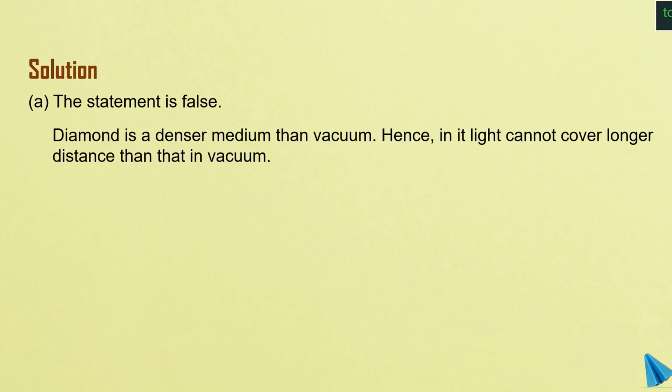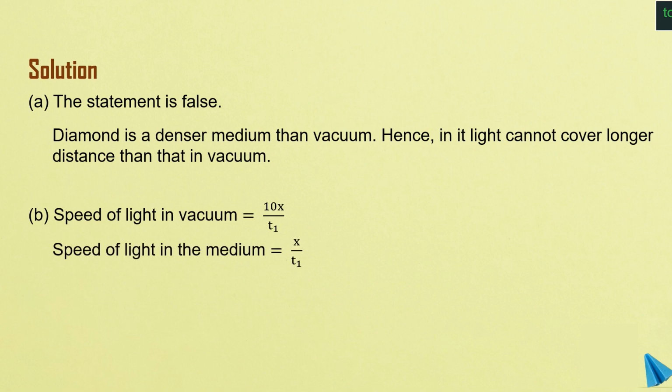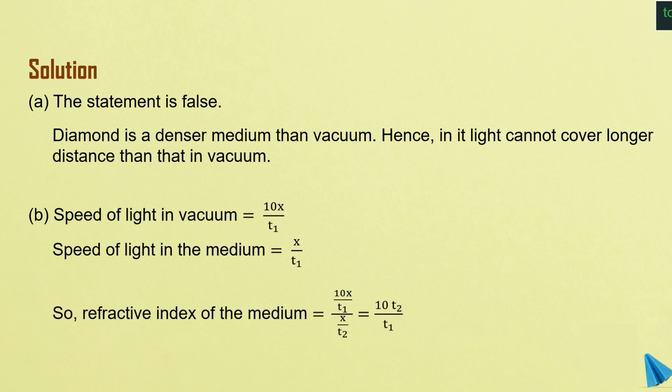So the first statement is false, because diamond is a denser medium than vacuum, hence in it light cannot cover a longer distance than that in vacuum. For the second part, the speed of light in vacuum can be given by 10x by t1, and the speed of light in the medium is given by x by t2. So the refractive index of the medium is the ratio of the speed of light in vacuum to the speed of light in medium, that is 10x by t1 divided by x by t2. That gives you 10 t2 by t1.